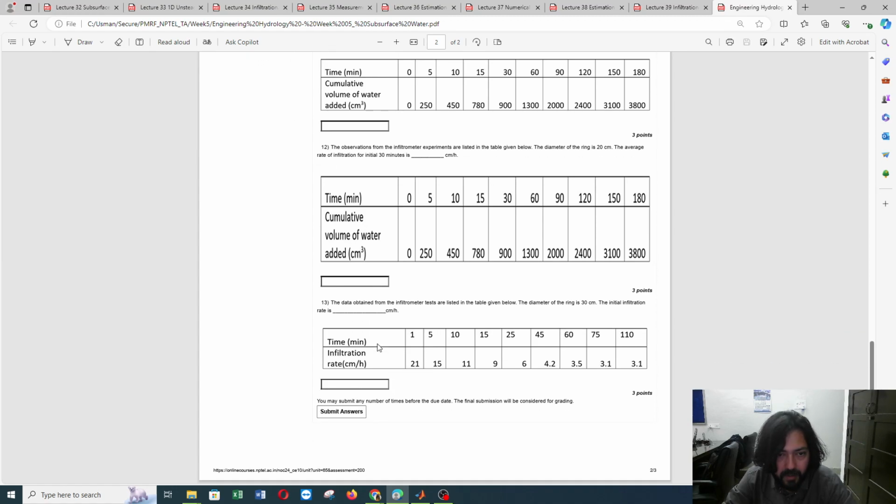Then the last question is: the data obtained from the infiltrometer test are listed in the table given below. Now they have changed the diameter of the ring, and the initial infiltration rate is asked. So they are asking us to calculate the initial infiltration rate, that is the f0 value. So f0 value can be calculated, right? Let us see how we can solve this kind of example.